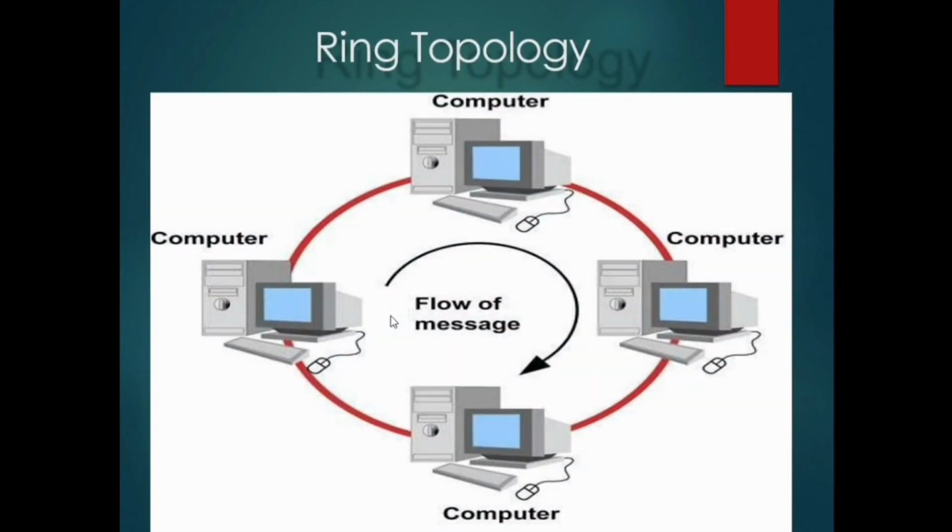You see the flow of messages, how the messages flow over the ring topology. If a single computer generates a message, the whole message will flow throughout this ring. You see the circle, this red line is the connectivity, and the message will follow this connection from one computer to the destination computer, to which you want to send the data or information through this ring topology.